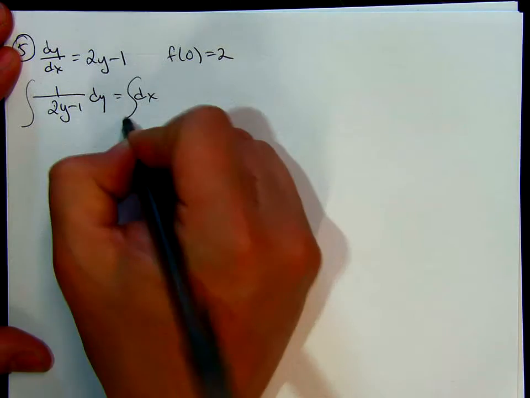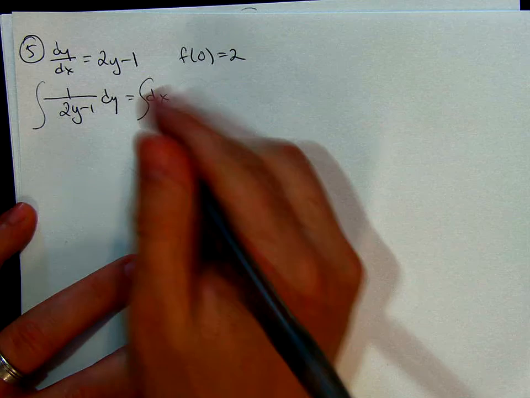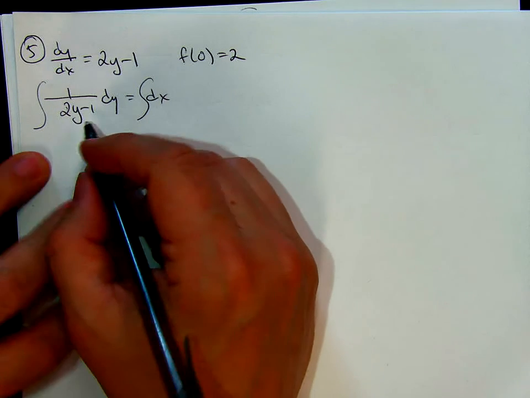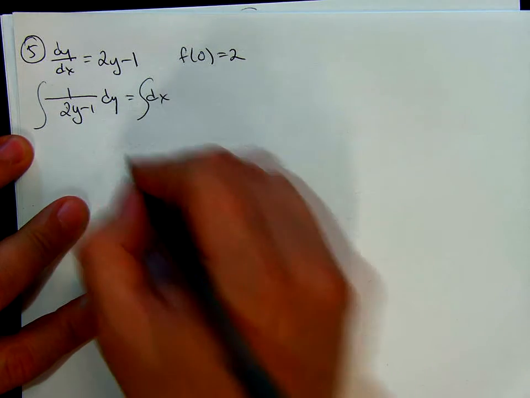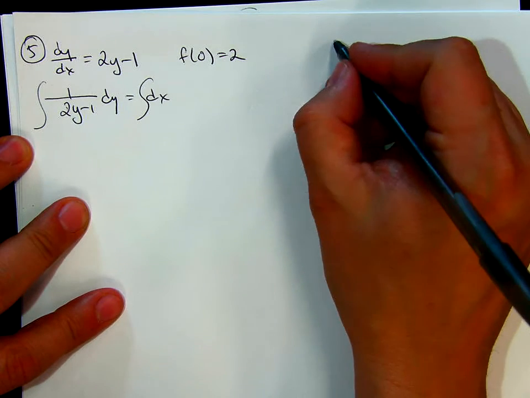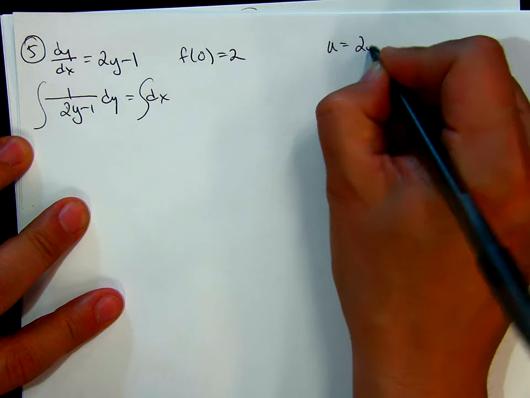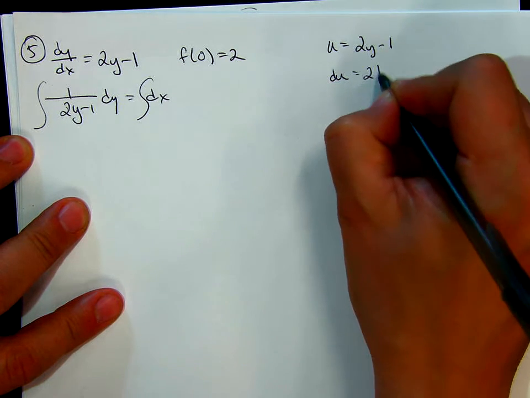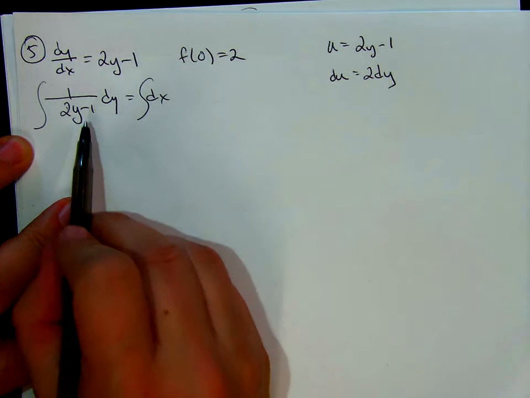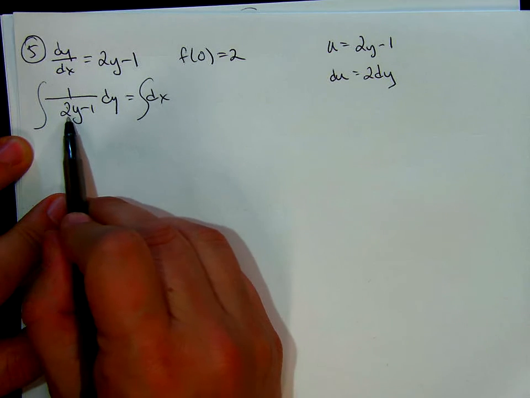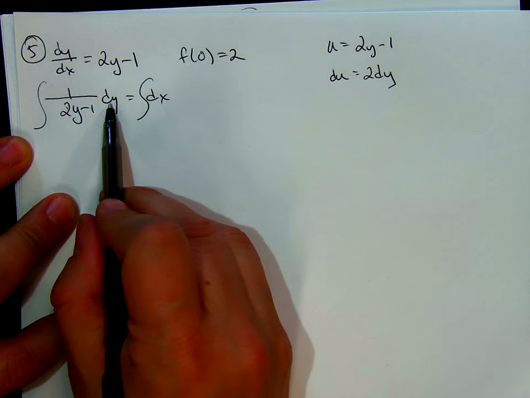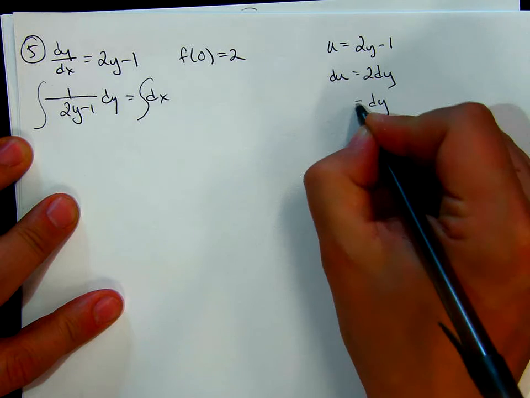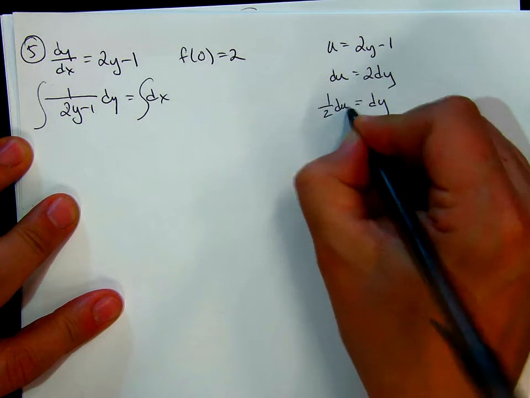This one's a little weird. Okay, I want to take the integral of both sides. Now when I look at this one on the left, I'm going to have to use some u substitution, or at least that's how I do this problem. So I'm going to say u equals 2y minus 1, so du equals 2 dy. I look over here, 2y minus 1 is going to be my u. I don't know dy, I know 2 dy, so I want to get dy by itself. So dy is going to be 1/2 du.